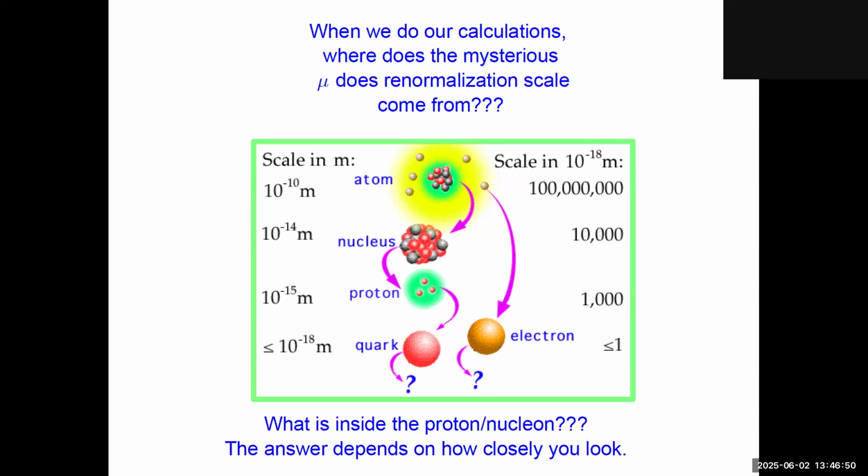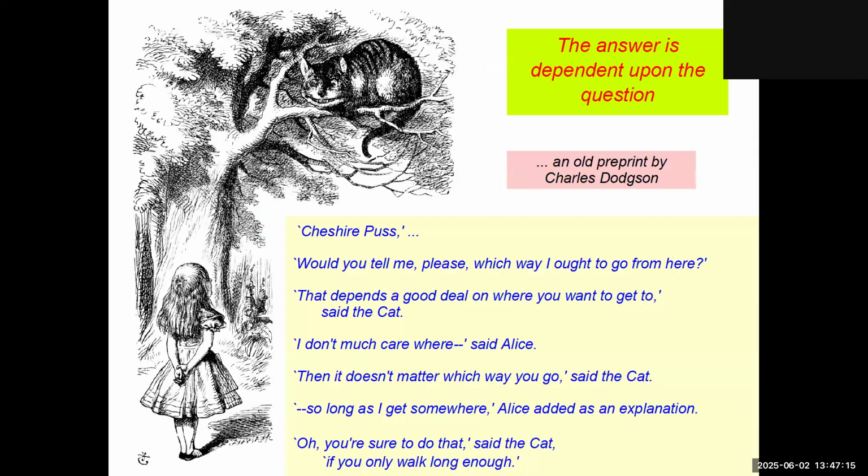Where it comes from is when you try to answer the question, what is inside the proton or nucleus? The answer depends on how closely you look. And so it's summarized here. If I look at a large scale, I see there's the atom. It's a little hard billiard ball. It's fundamental. It has no structure. But if I look a little closer, I see there's electrons and nucleus. Then I see the proton, then I see the quarks. And so if I look at different scale, I see different things.